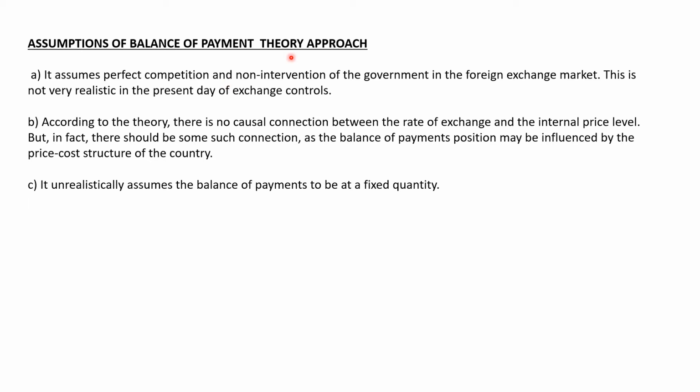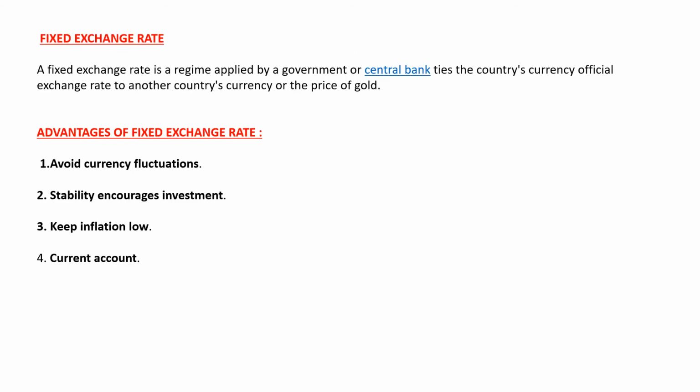Let's move on to the next topic, the types of foreign exchange rate system. There are two types of foreign exchange rate system. The first one is fixed exchange rate, and the second one is fluctuating exchange rate. A fixed exchange rate is a regime applied by a government or a central bank that ties the country's currency official exchange rate to another country's currency or the price of gold.